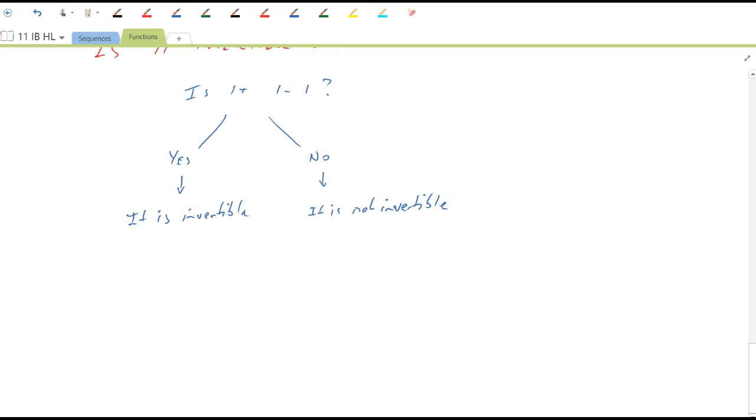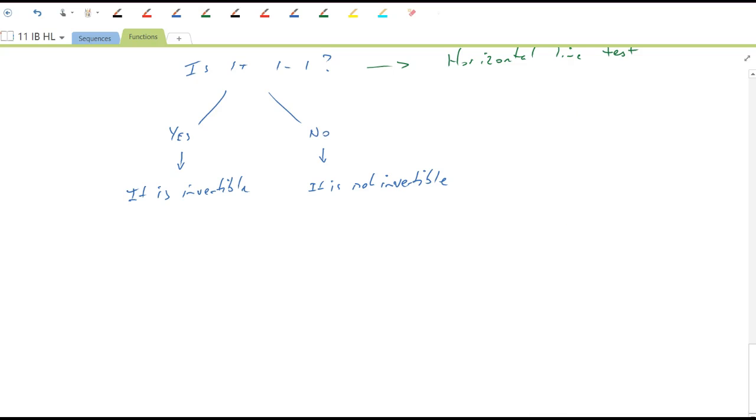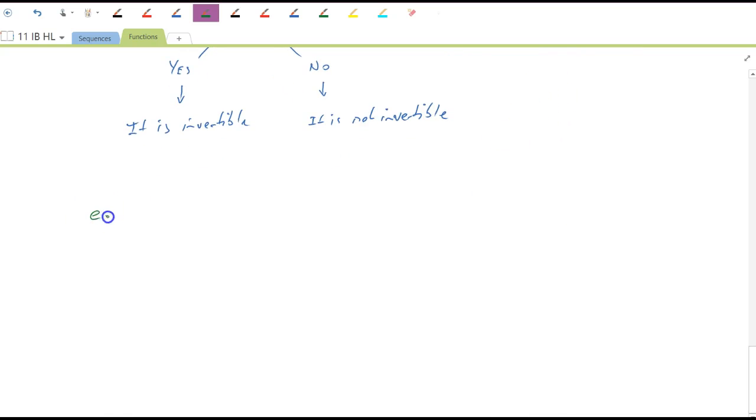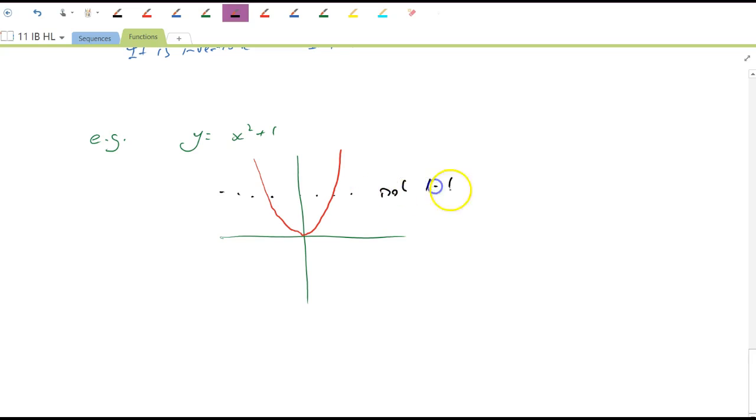And this one-to-one, how do we test for one-to-one? We test for one-to-one with the horizontal line test, don't we? The horizontal line test. Okay, so let's say it's y equals x squared plus 1, then we have a look at the graph of it, and we see, is it one-to-one? The answer is no, it is not one-to-one. So as a function x squared plus 1, it's not invertible.